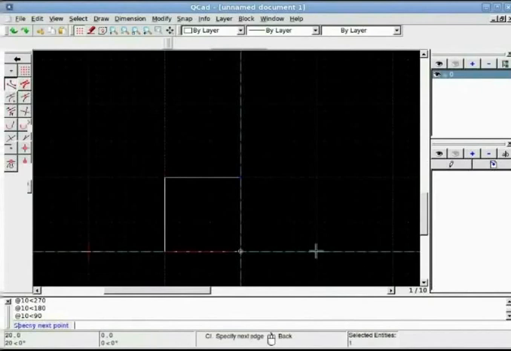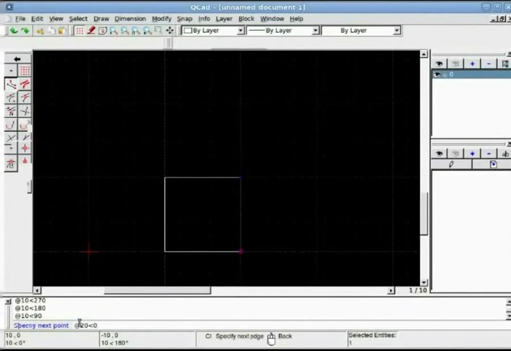So I use command line to specify my next point. I can use relative polar coordinate system here. Since it is relative, I say at. Now distance, I know it is 20, and since it is in 3 o'clock direction, which is default 0 angle, so I say at 20, angle 0, and enter.